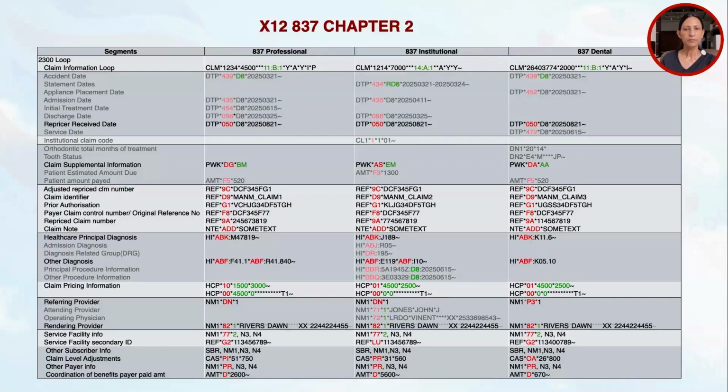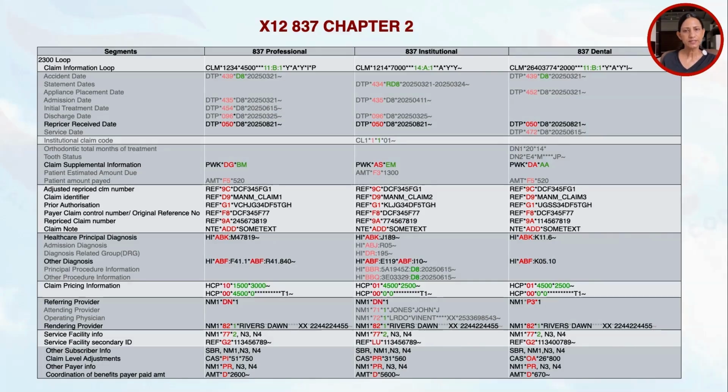Now, let's get back to the remaining contents of this chapter, which include claim repricing information and some important segments of the 2310, 2320 and 2330 loops. Now the claim repricing information in the 2300 loop. Before that, if you want to understand what claim repricing means, you can check that out in another session of mine. I've mentioned the details here.